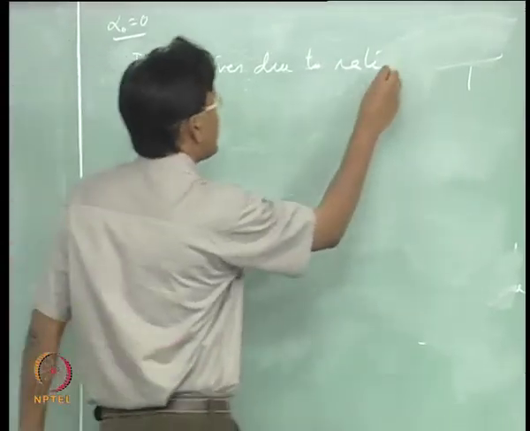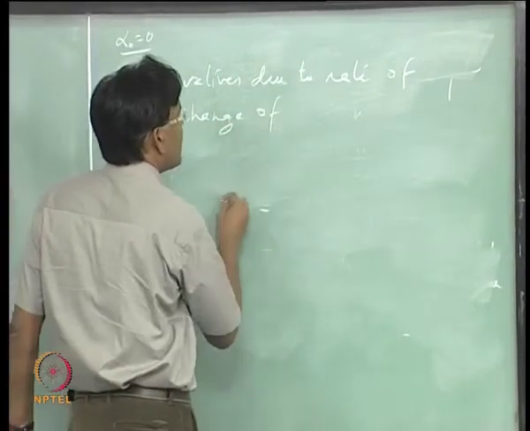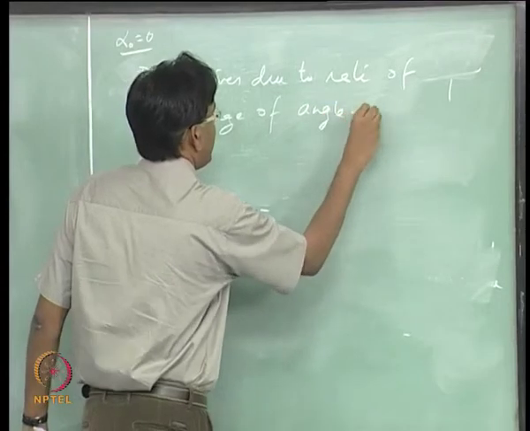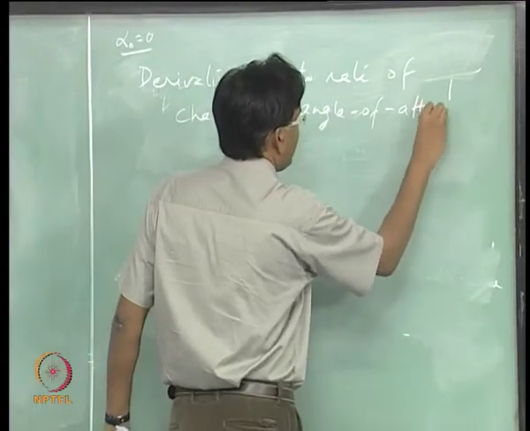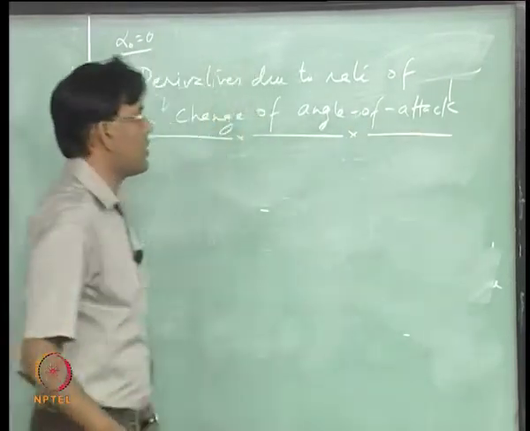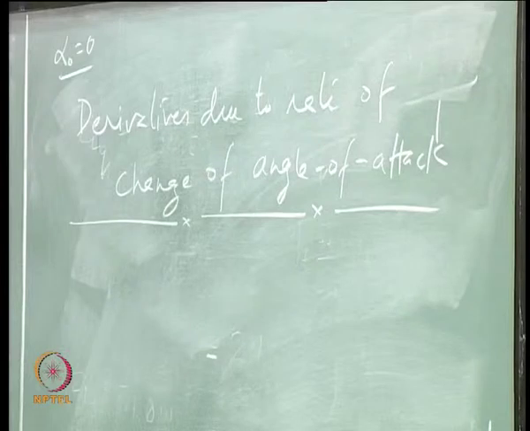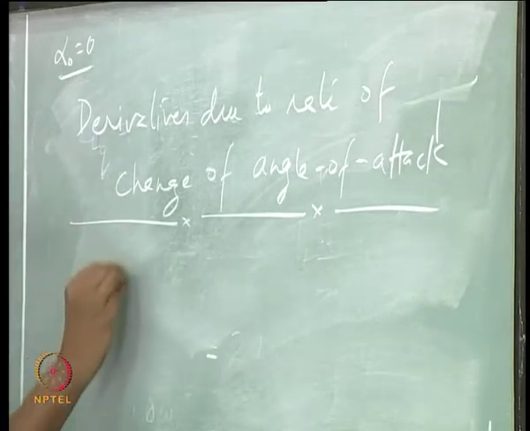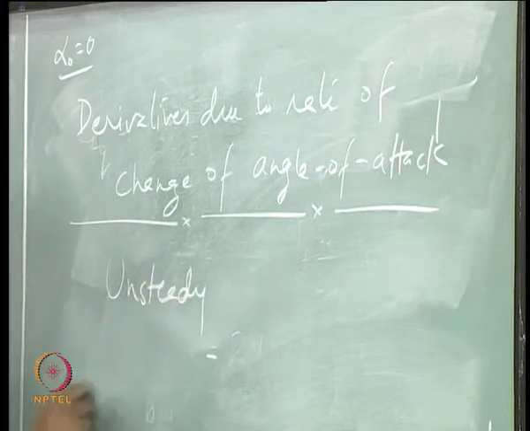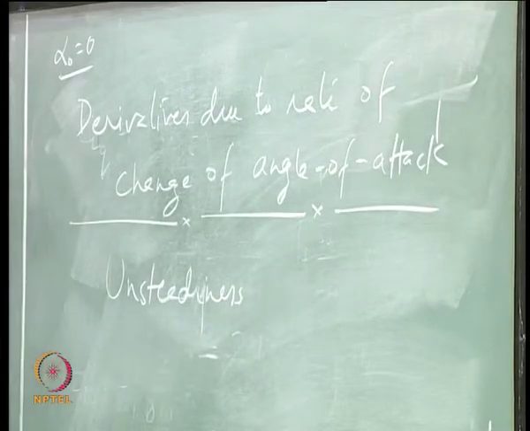So, derivatives due to rate of change of angle of attack, and this is primarily because of the unsteadiness in the flow. Okay. So, there is a change in angle of attack, rate of change of angle of attack is involved, and the flow becomes unsteady for various reasons.